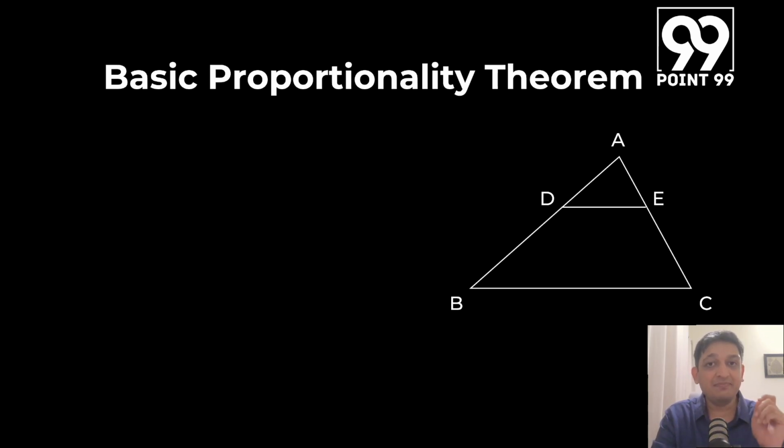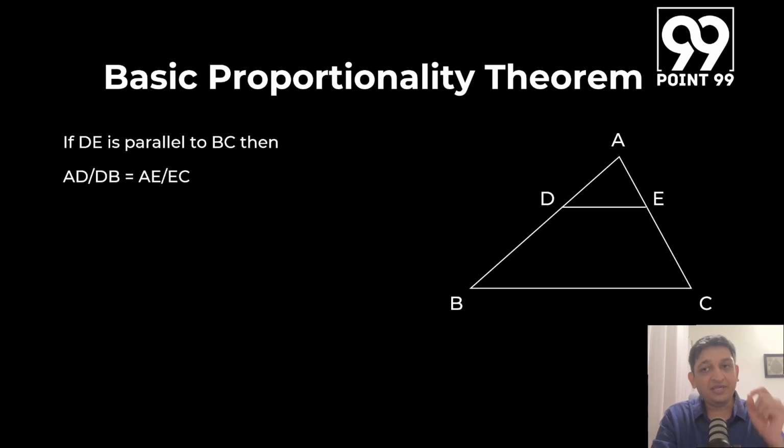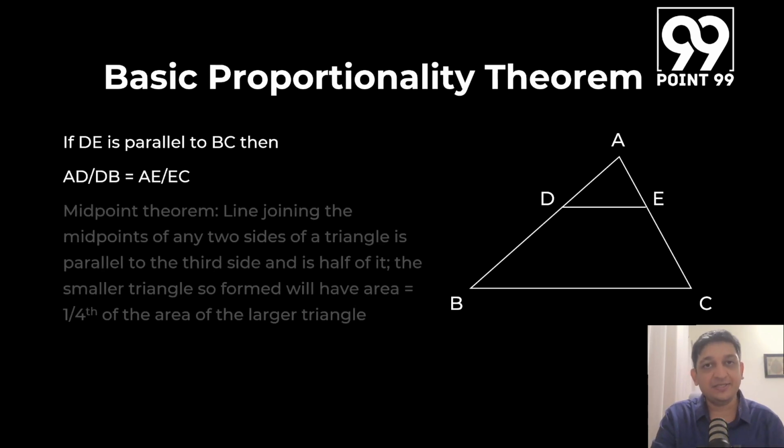The first one is the basic proportionality theorem, which states that if there is a triangle ABC and we have DE parallel to BC, then the sides where D and E cut the triangle will be divided in the same ratio, which means AD upon DB will be AE upon EC.